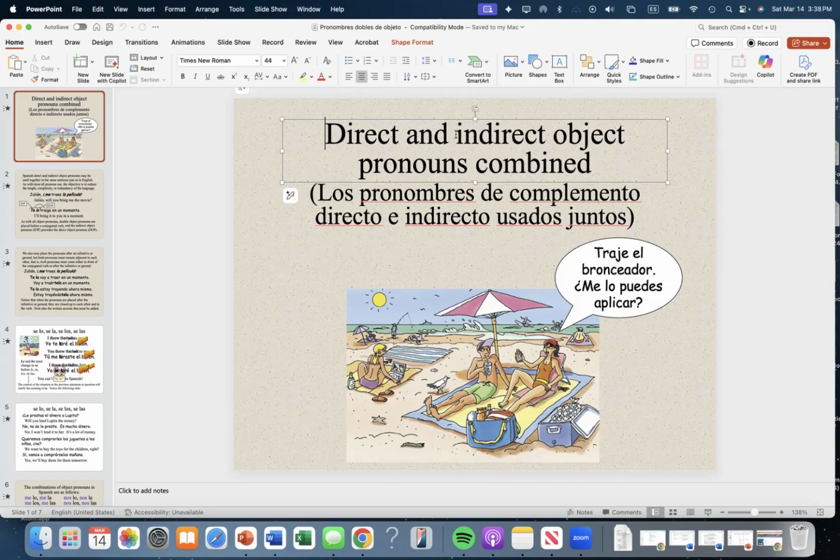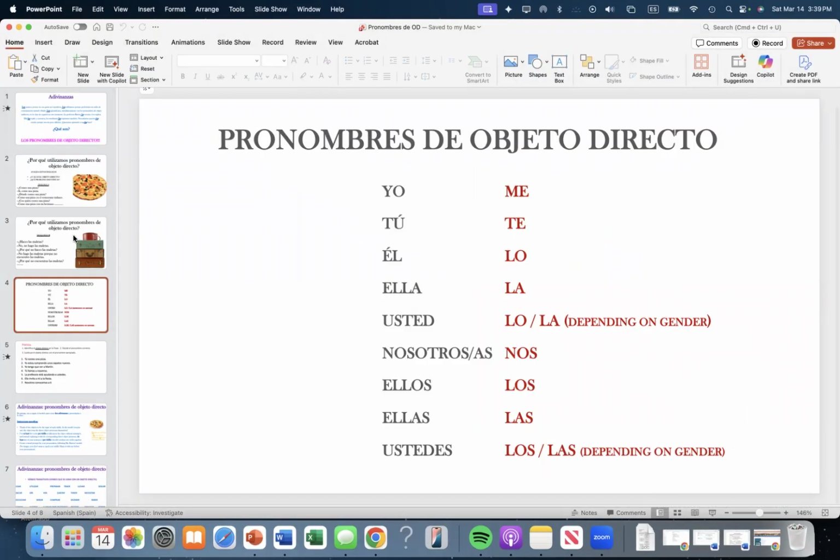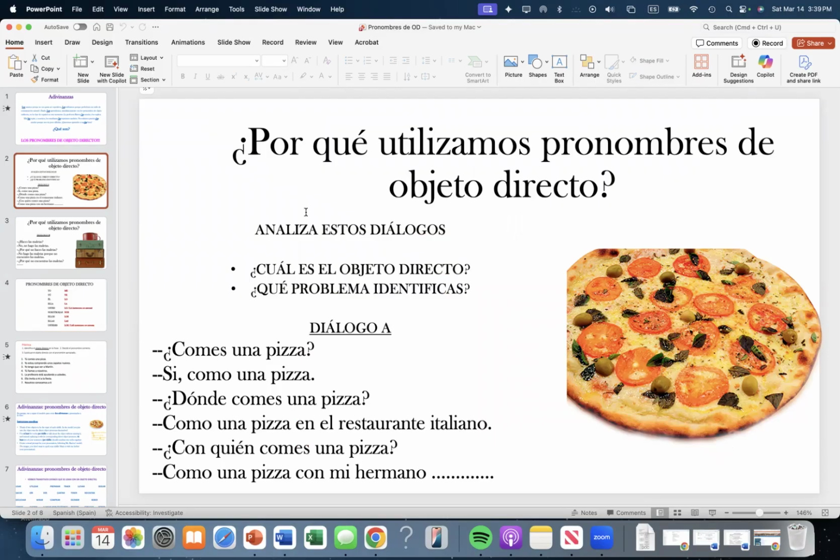And then in Spanish 1020, by the beginning of the semester, we covered indirect objects and pronouns. So let's start with direct objects, because that was covered a long time ago and I bet you guys are a little bit rusty. So let's remember why we use direct object pronouns. ¿Por qué utilizamos pronombres de objeto directo?